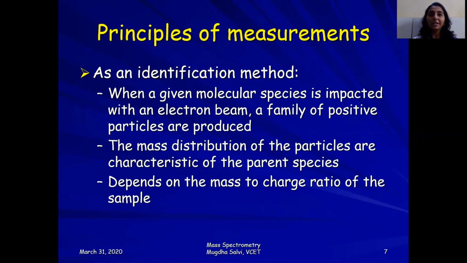It is used as an identification method. When a given molecular species is impacted with an electron beam, a family of positive particles is produced. That means ions. The mass distribution of the particles is characteristic of that parent species. And it will depend on the mass to charge ratio of the particular sample.